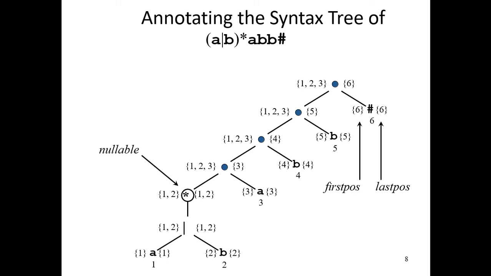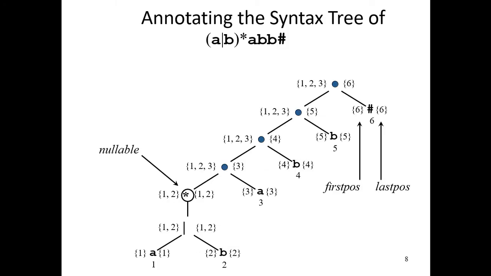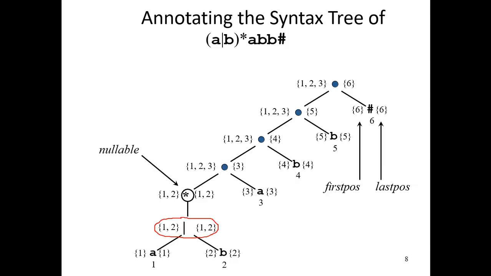Now, for the OR symbol, from the earlier table, we know that the firstpos and lastpos of an OR symbol will be the union of both the values below it. So here the OR symbol is present, and hence its firstpos and lastpos values will be 1, 2, which is the union of the firstpos of the first a and the firstpos of the second b. Now, for the star symbol, the algorithm says that it is the firstpos of its child directly. So for the star symbol, which is nullable, the answer is 1, 2 and 1, 2.